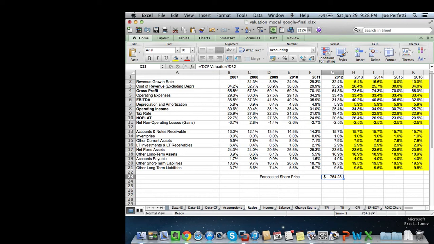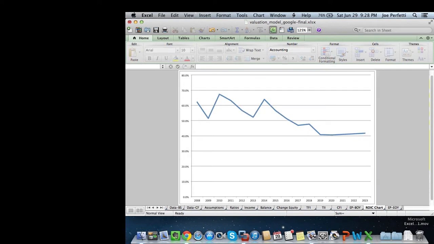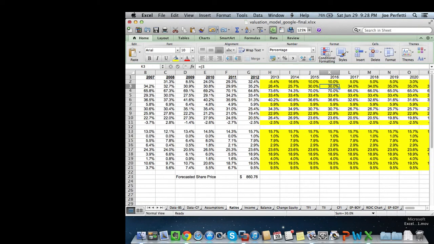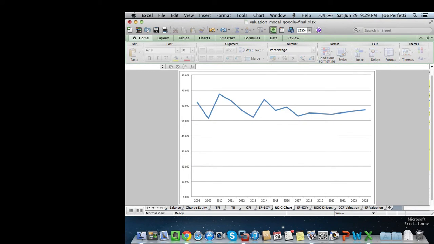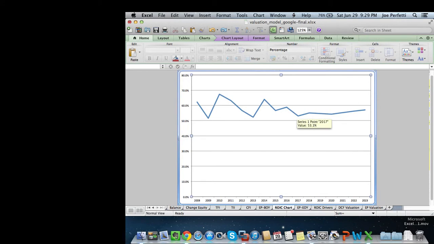Now, I also mentioned that we created a graph. It's called the ROIC chart. The ROIC chart is our sanity check. We know that over time, ROICs tend to regress to the mean. This is Google's ROIC at a $750 share price. This is Google's ROIC at a $980 share price. That's the difference. If I believe they maintain their ROIC into the future, then I believe that Google's a buy. If I think that they regress to the mean or towards the mean in the future, then Google's a sell.